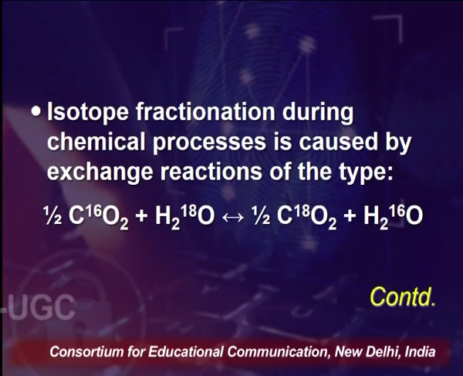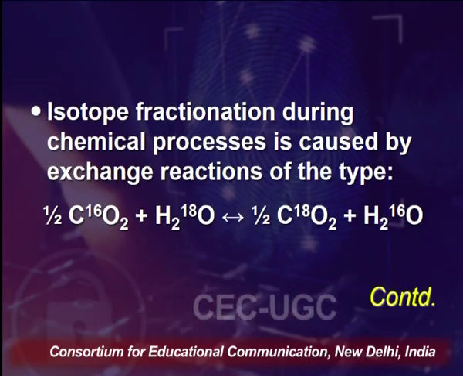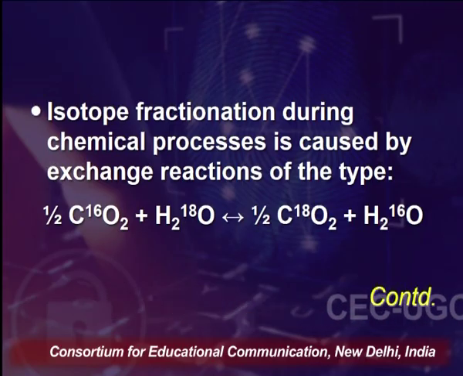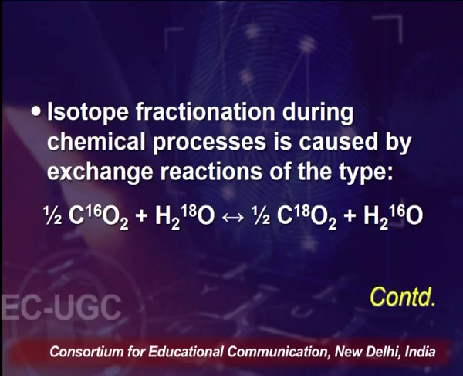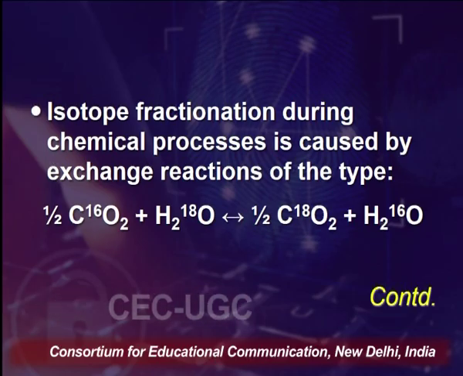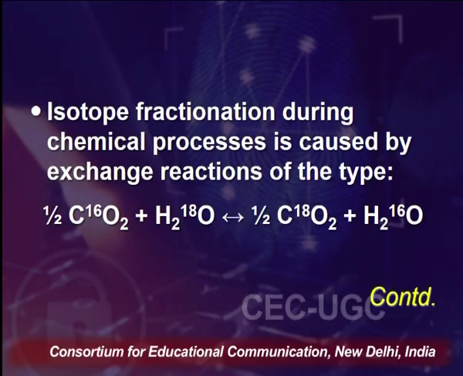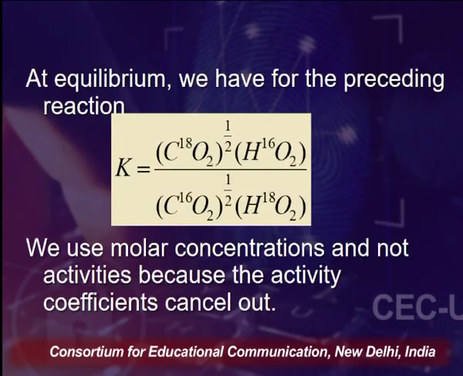Isotope fractionation during chemical processes is caused by an exchange reaction of the type 1/2 C16O2 plus H218O, and the equilibrium is maintained for 1/2 C18O2 and H216O. That means the oxygen can vary from here to there, from the lighter to the heavier isotope. And at the equilibrium for the preceding reaction, we use molar concentrations and not activities because the activity coefficients cancel out.